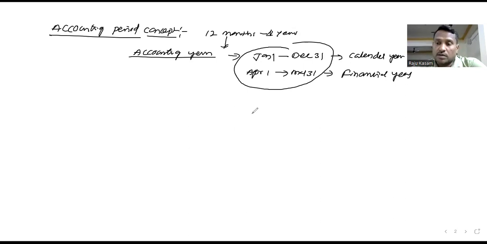These 12 months also give the businessman two options. One is January to December and the other is April 1st to March 31st. One is the calendar year, one is the financial year. So accounting period means the accounting time for every 12 months, which may be January to December or April to March. That is the accounting period concept.